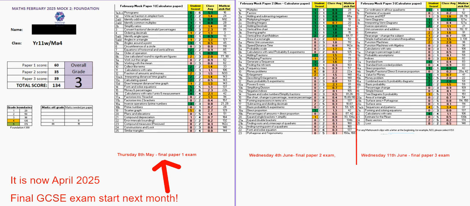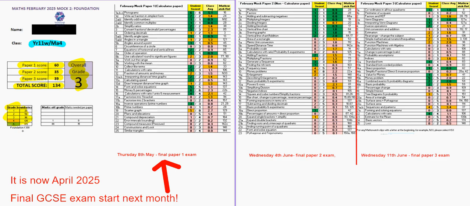So we have an example here for a student who was in 11W4, the name has been blacked out. So this person on paper 1 they scored 60 marks out of 100. Paper 2 they scored 35 and paper 3 they scored 39. They've got a total score of 134. This puts them on a grade 3 at the moment.